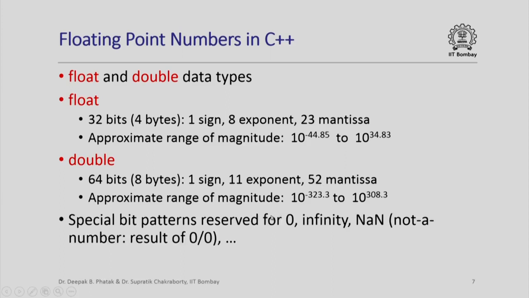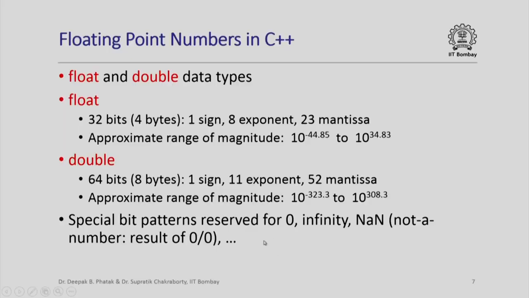And as I said, we cannot represent 0 exactly if we are trying to use normalized mantissa. So special bit patterns are reserved for 0, and not only for 0, for some other kinds of numbers like positive infinity, negative infinity, and even for things which are also called not a number, which are the result of certain operations. For example, if I try to divide 0 by 0, then I would get something which is not really a number, and in a computer this is represented by a special bit pattern which is also called not a number. And similarly, there are other special bit patterns.